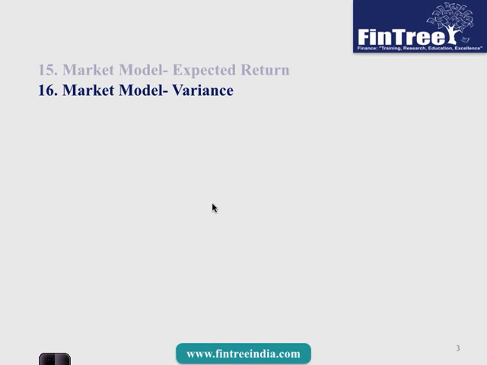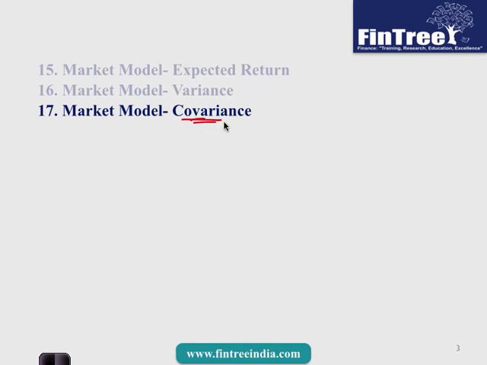Moving forward to the next formula, market model covariance. Covariance of particular security with the market would be calculated as beta of the first asset multiplied with the beta of second asset multiplied with the variance of market. So beta of the first asset into beta of the second asset multiplied with the variance of the market. Then the next formula, instead of beta, this formula should be for correlation.